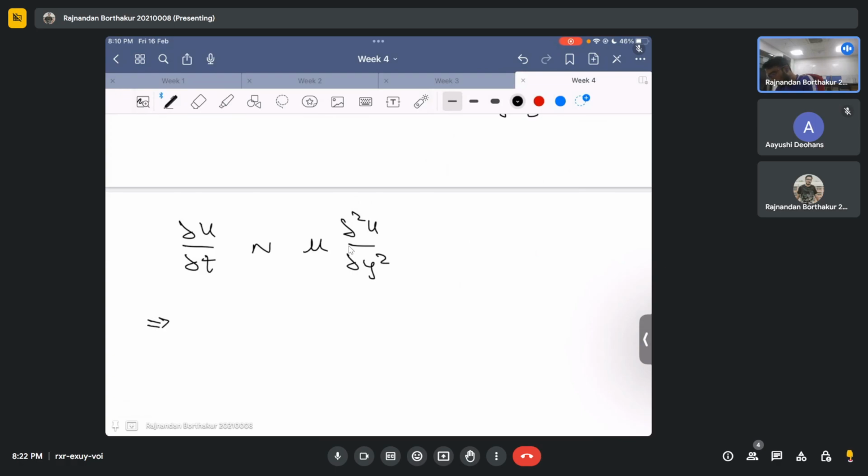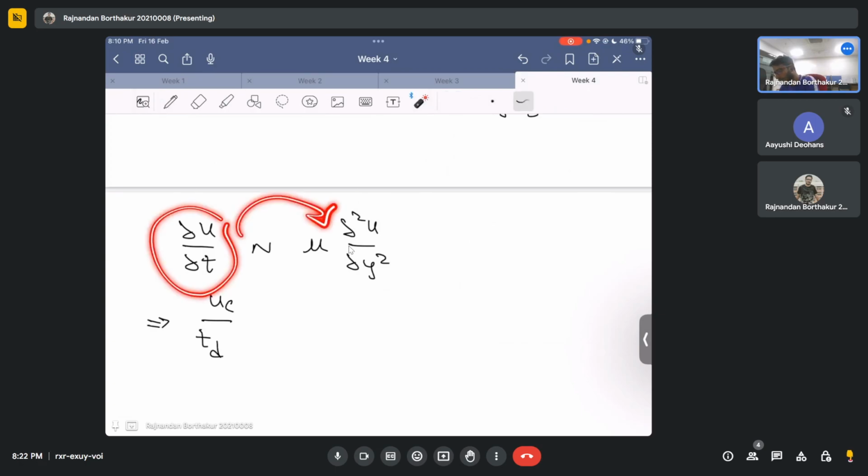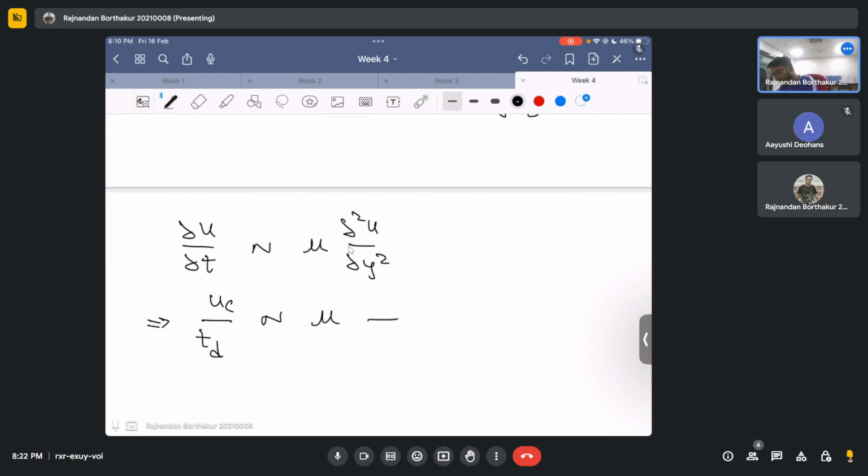So what is the scaling of this del u by del t? Can you tell me? It's just UC by TD, where TD is now the diffusion time scale because I am equating this term with the diffusion term. And this should be of the order of mu times, can you tell me what the order of magnitude of this term would be? UC by LC squared. Yes, exactly. So this would be UC by LC squared.